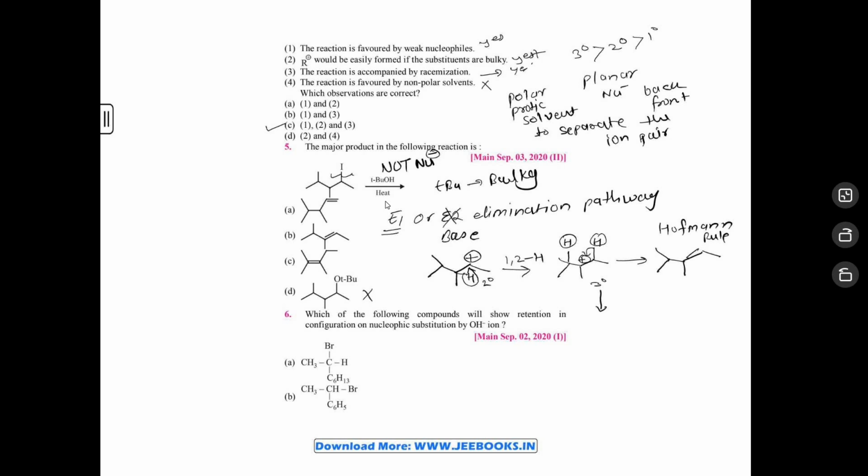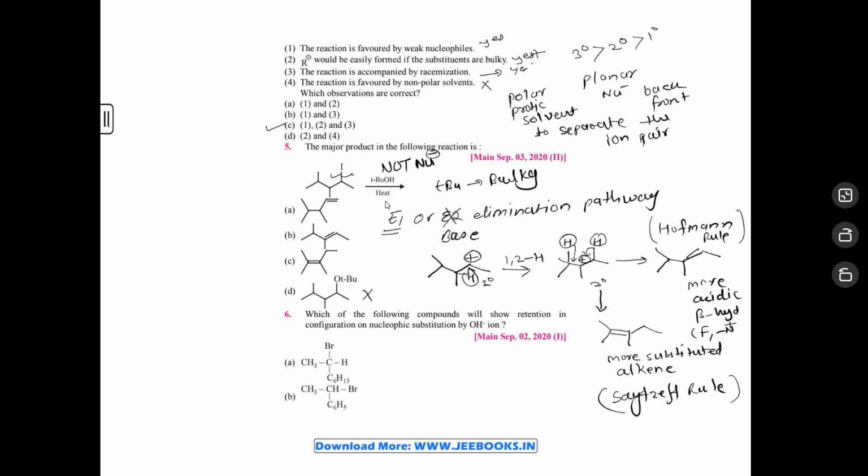And if you remove this beta hydrogen, then you get the more substituted alkene according to the Saytzeff rule. Now we have to understand which rule we have to apply here. The Hofmann rule is applied when you have more acidic beta hydrogens. For example, if you see a fluoro or N plus R3 group, in that case, you have to apply the Hofmann rule. Otherwise, you have to apply the Saytzeff rule. Therefore, this product forms according to the Saytzeff rule. Out of this, you can see the correct answer is C, not B. I hope this is clear to you.